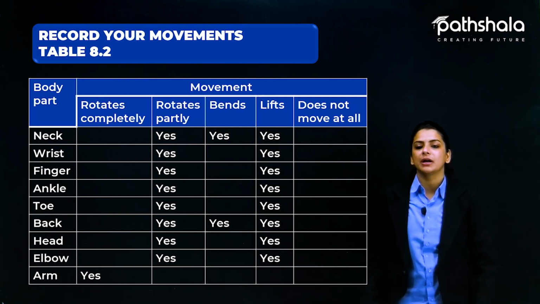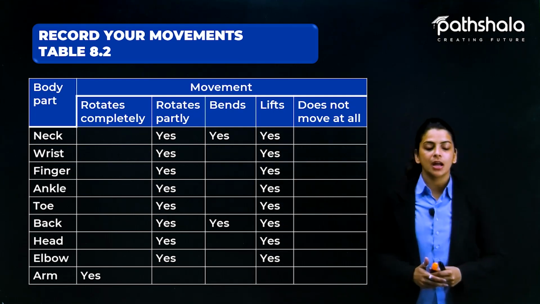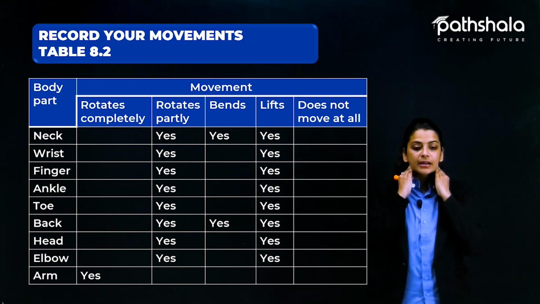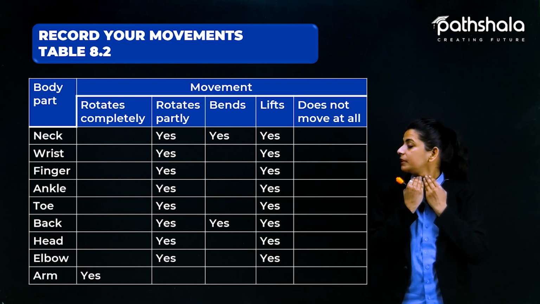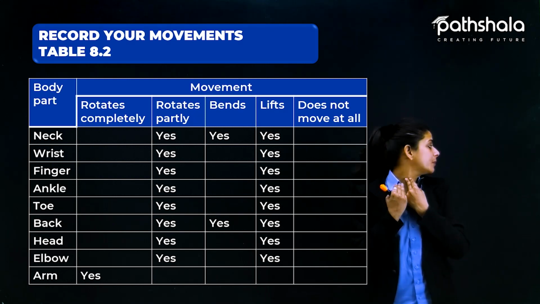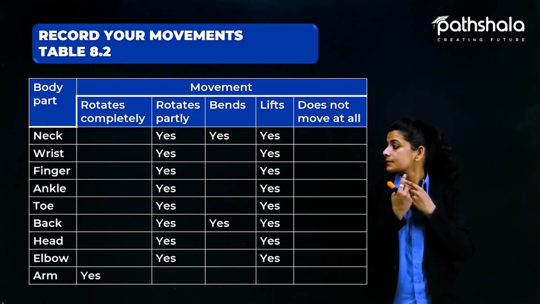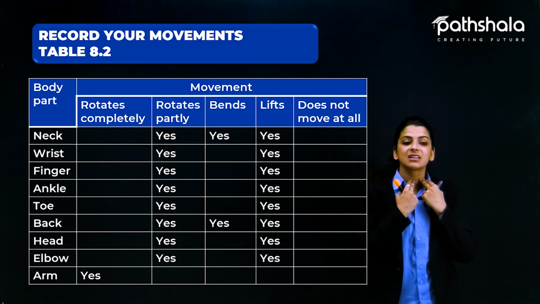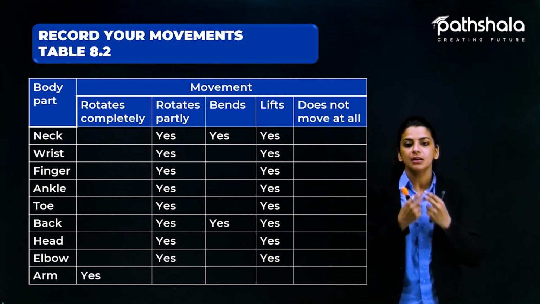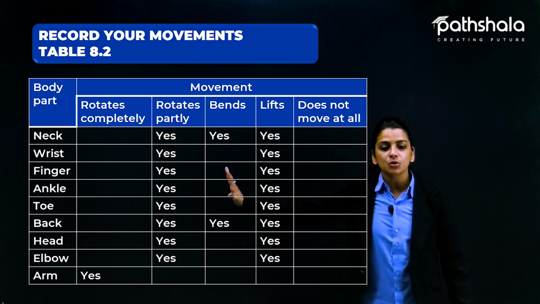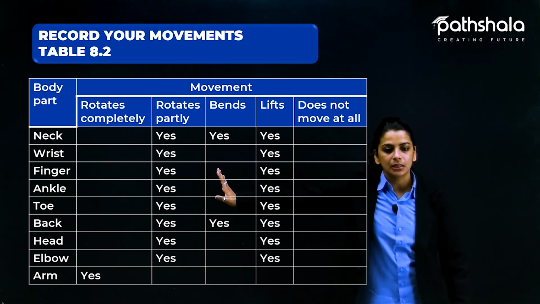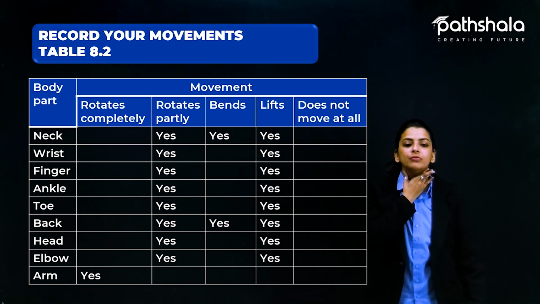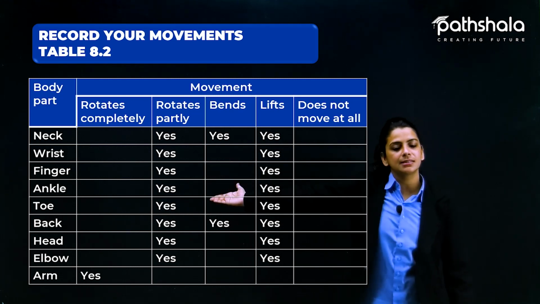So the first body part is neck. Now neck, this is our neck. Now you will see if it rotates completely or not. For example, I am trying to move my head like this. So my neck doesn't move completely. So nothing will come in rotates completely. In the second sub column, it rotates partly. It is moving half, so it is moving partly. So we will write yes here.